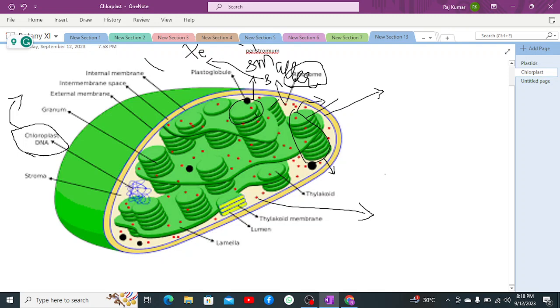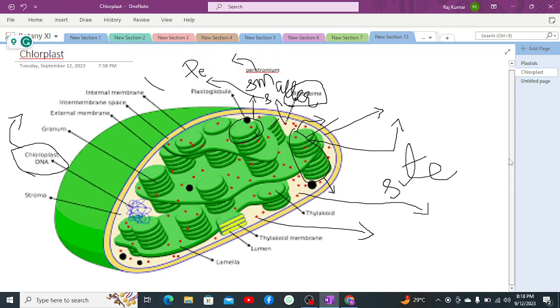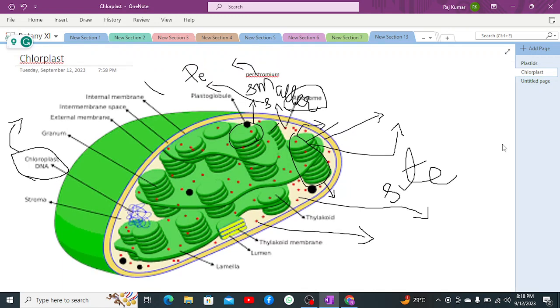Apart from which, overall, we can write that it is a site of photosynthesis. As we have previously studied, it is a site of photosynthesis, and we have also studied that inside the thylakoid there is light reaction or light dependent reaction, and inside the stroma there is light independent reaction or dark reaction. Both reactions take place during daytime. However, dark reaction can also take place during nighttime, but mostly both of these take place during daytime.